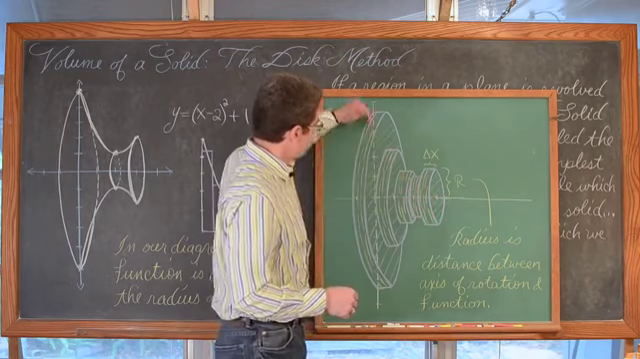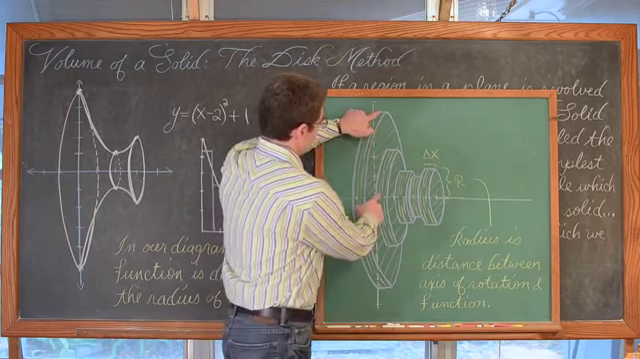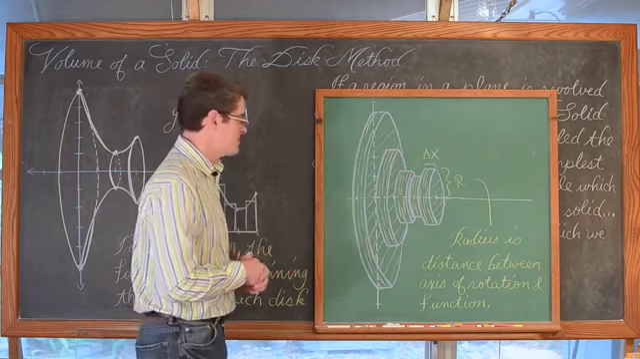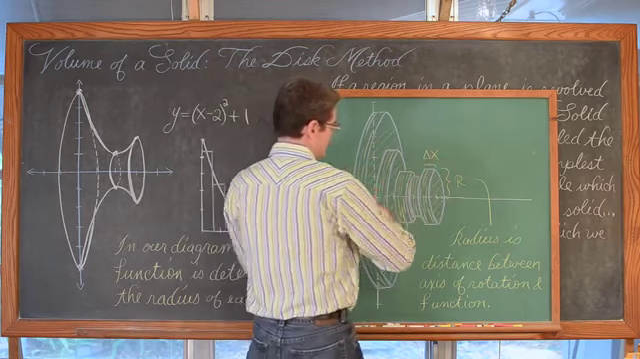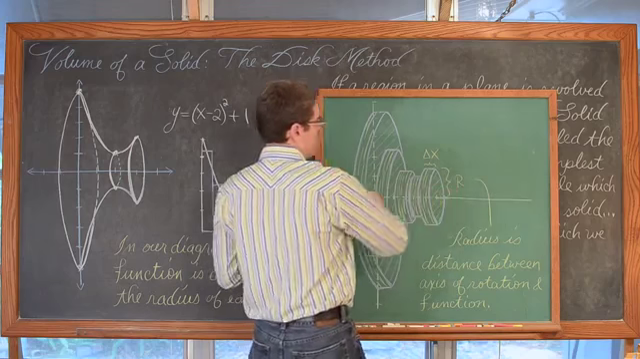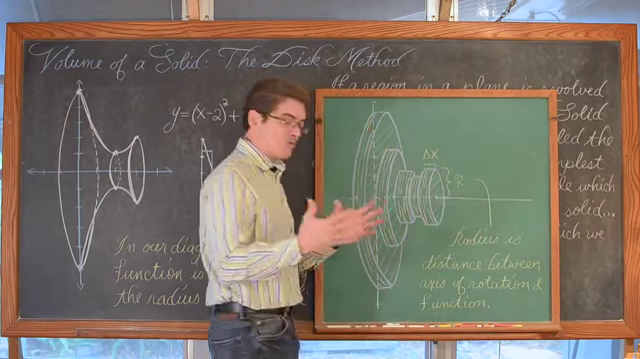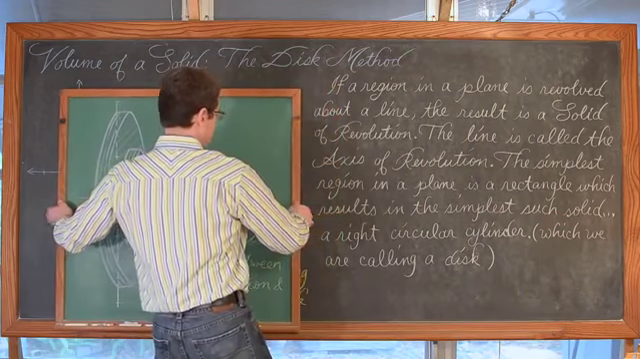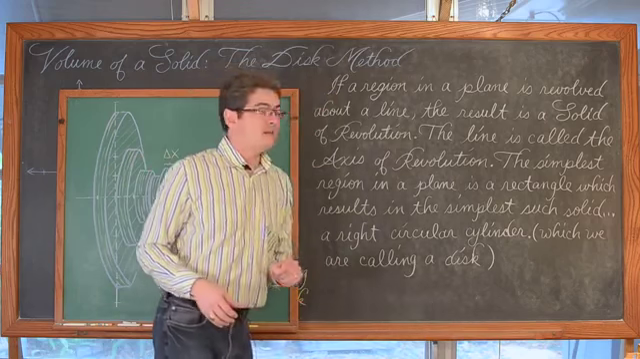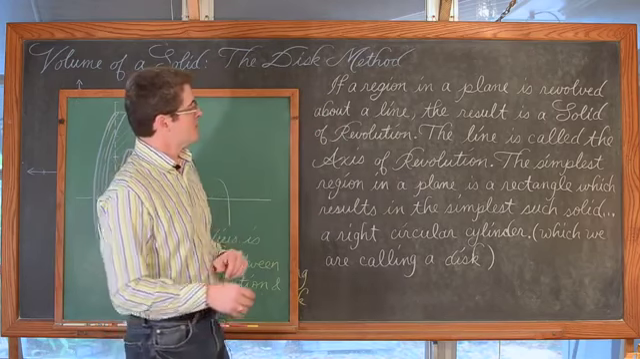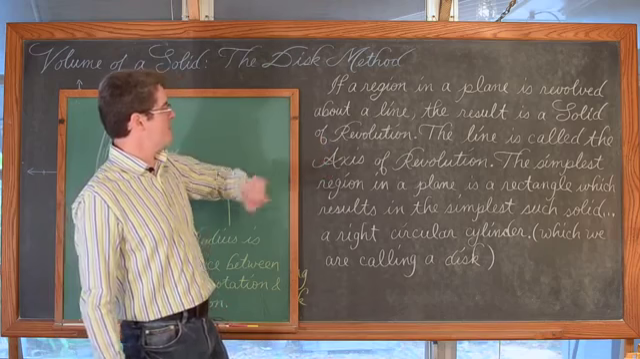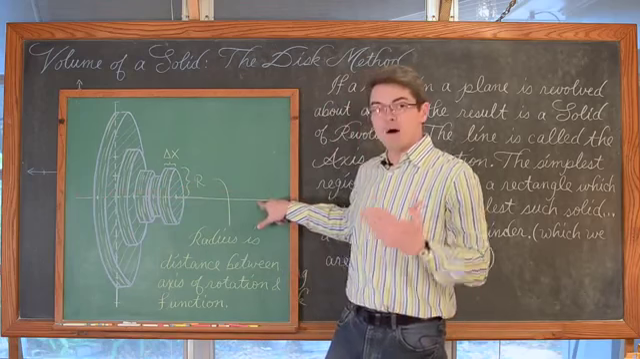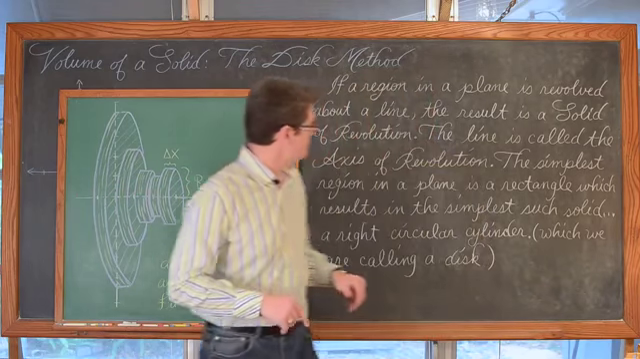So the function is going to define the radius of each of these disks or rectangular cylinders. And delta x, if we have a horizontal axis of rotation, is going to describe the heights of those disks. Let's read formally what I've said. If a region in a plane is revolved about a line, the result is called a solid of revolution. The line is called the axis of revolution. In this case, that axis of revolution would be my x-axis, or y equals 0.